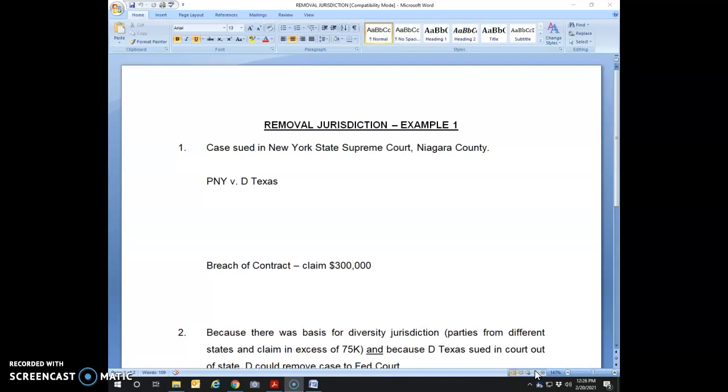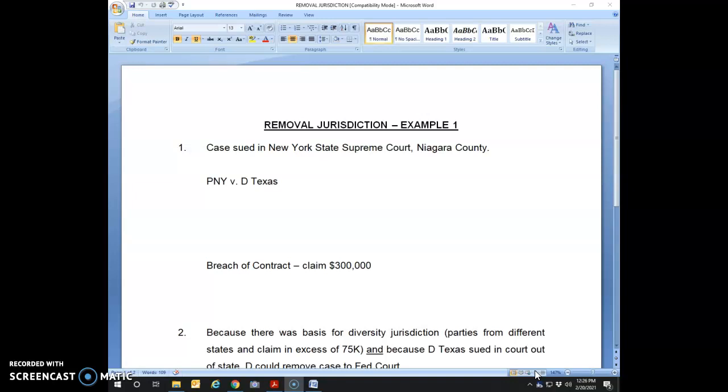Case number one: the plaintiff is a New York company, and it sues a defendant corporation from Texas. It was a breach of contract case. The claim was about $300,000. Contract law is state law, and the plaintiff was claiming that the defendant breached a contract it had with plaintiff, and plaintiff was damaged for approximately $300,000. This was a construction project in the city of Niagara Falls.